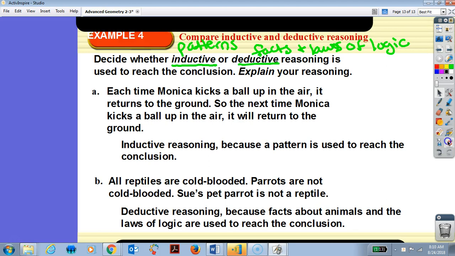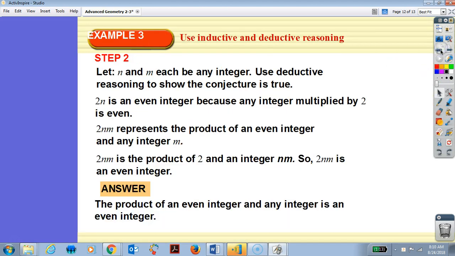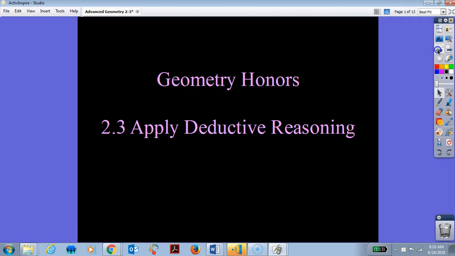Are we okay on this? That is everything on today's lesson, which is 2.3, Apply Deductive Reasoning.